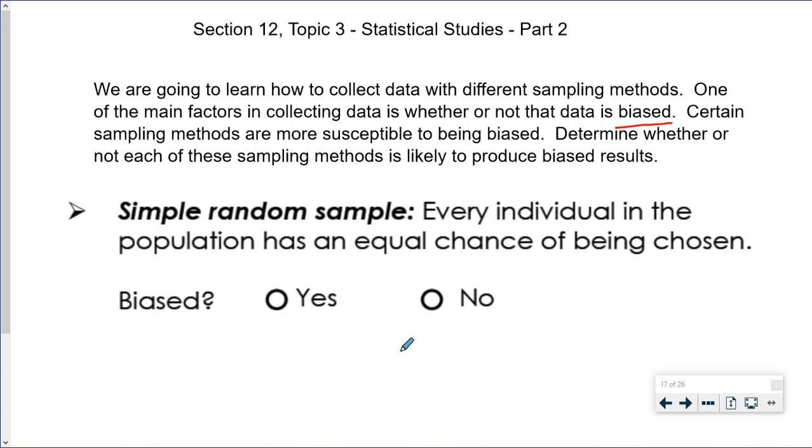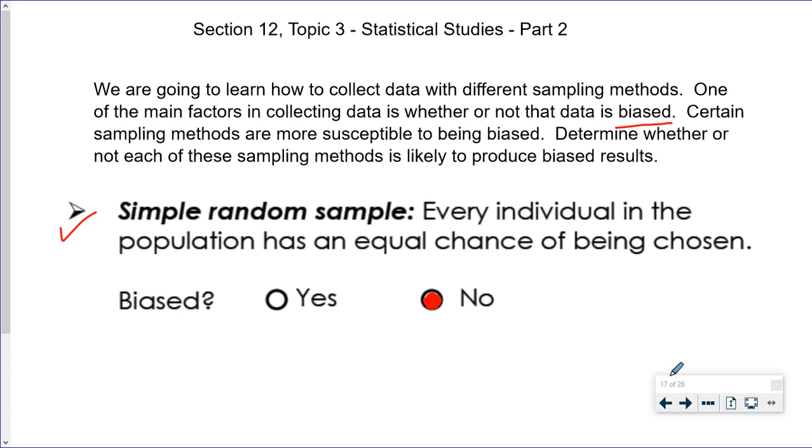Then they used a random number generator to generate, let's say, 50 numbers, and those are the students we're going to talk to. That would be non-biased data. That data would not be biased. So this is a good way to collect data that is not biased.